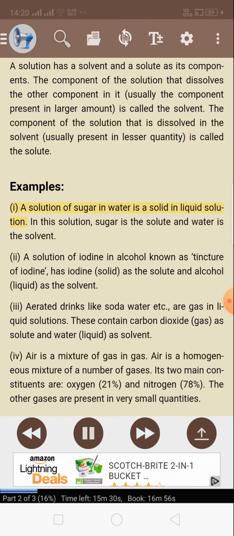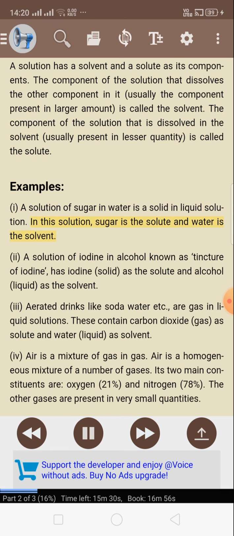A solution of sugar in water is a solid in liquid solution. In this solution, sugar is the solute and water is the solvent. II. A solution of iodine in alcohol, known as tincture of iodine, has iodine (solid) as the solute and alcohol (liquid) as the solvent. III. Aerated drinks like soda water are gas in liquid solutions. These contain carbon dioxide gas as solute and water (liquid) as solvent.